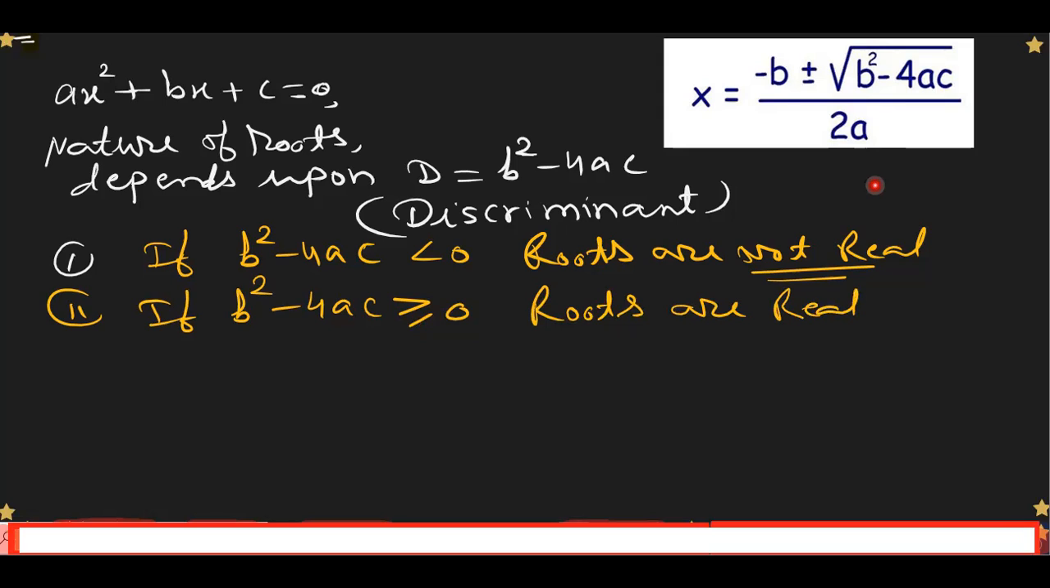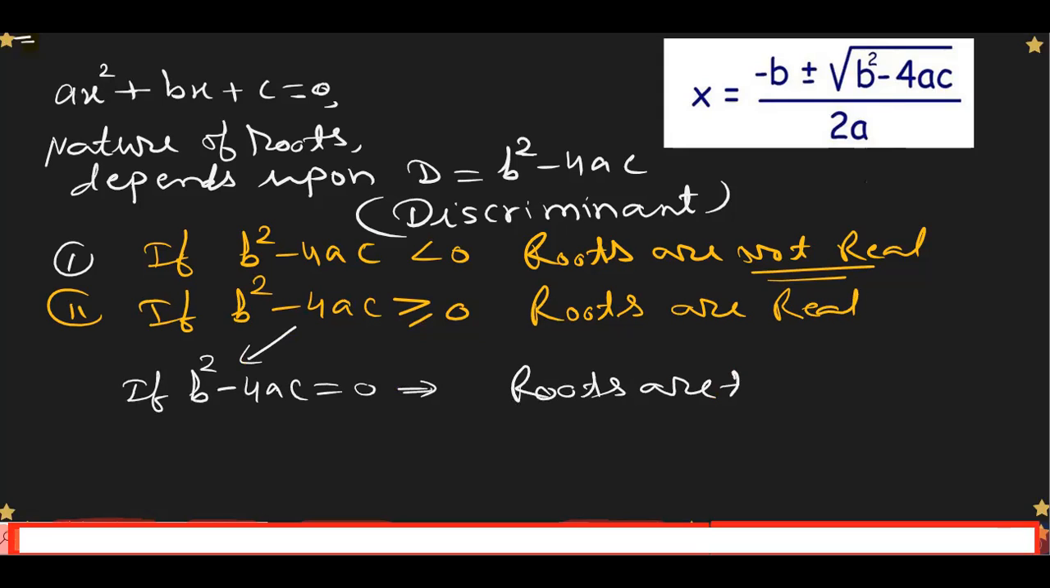अब इसमें भी दो डिफरेंस हुए. If b square minus 4ac is equal to 0, then the roots are real and equal. दो रूट होंगे लेकिन दोनों ही इक्वल होंगे.